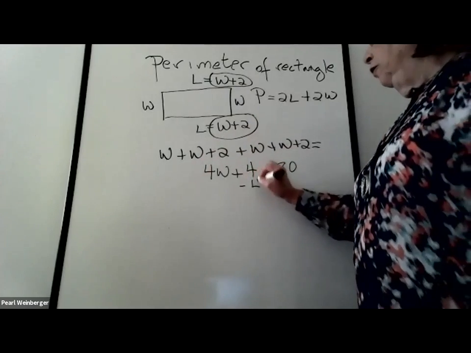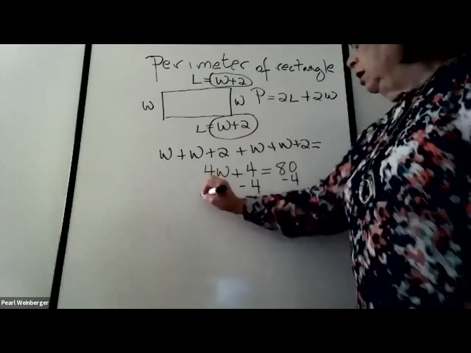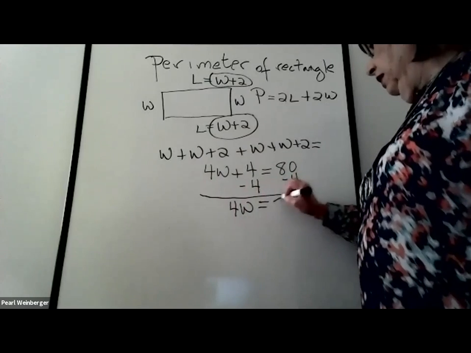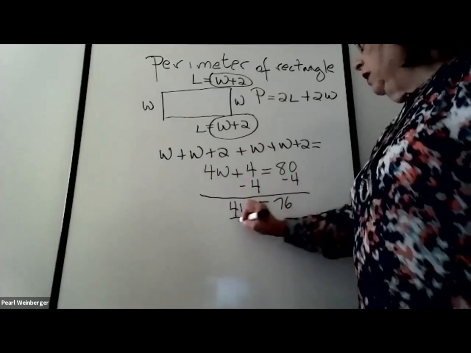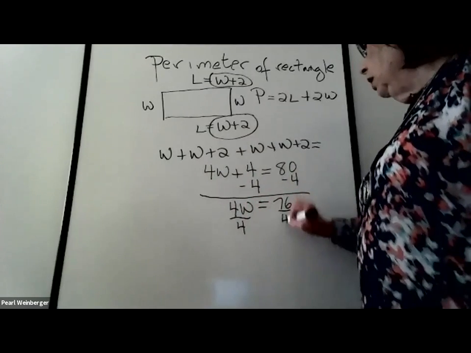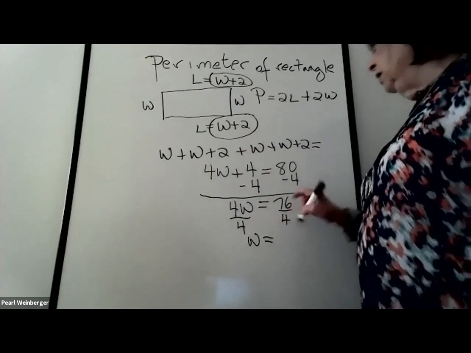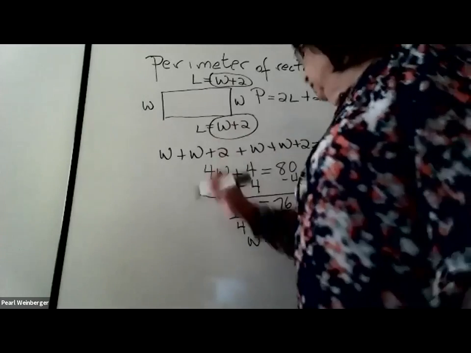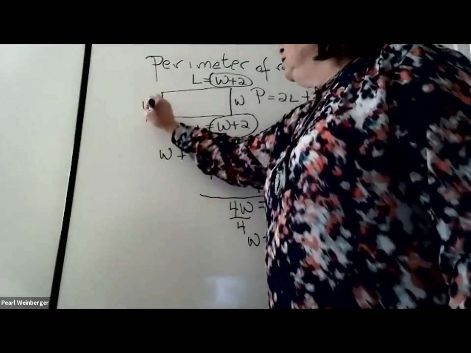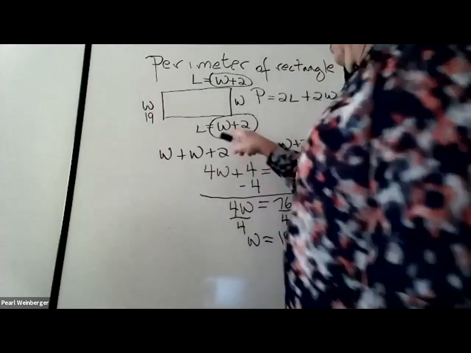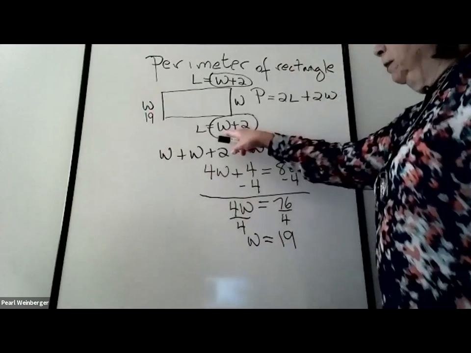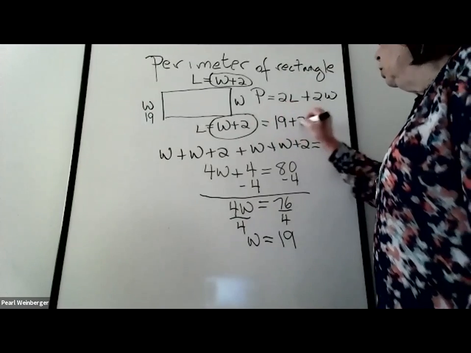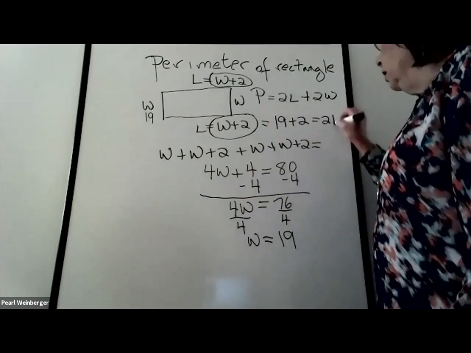I get the 4 to the other side. This gives me 4W equals 76. And if I divide by 4 to get the W alone, I get W equals 76 divided by 4, which is 19. So that means the W, or the width, is equal to 19. And the length, which is W plus 2, means it's equal to 19 plus 2, which is 21.